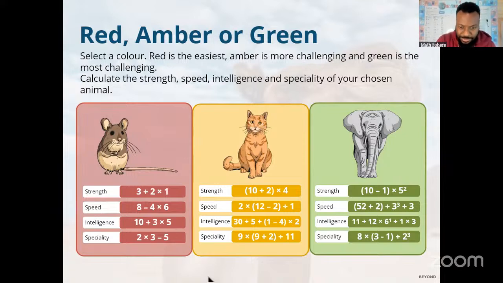You know what that means? It's another music timer on the clock. So whether you picked red, amber, or green, the mouse, the cat, or the elephant, same time on the clock, maybe a bit more this time, maybe about 2 minutes. See how many, and let's go.